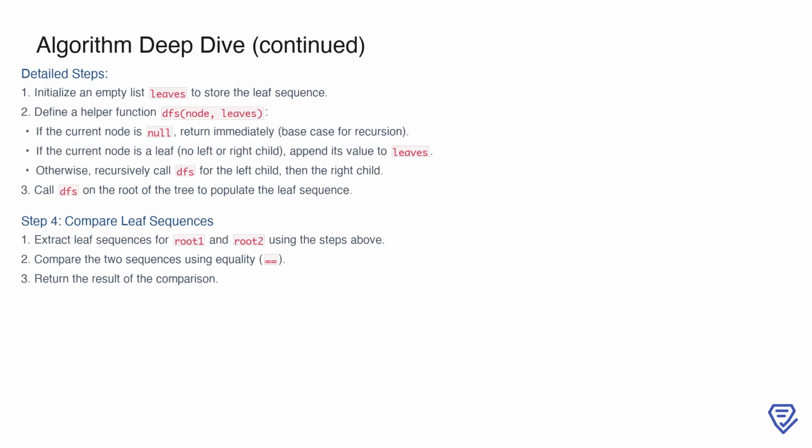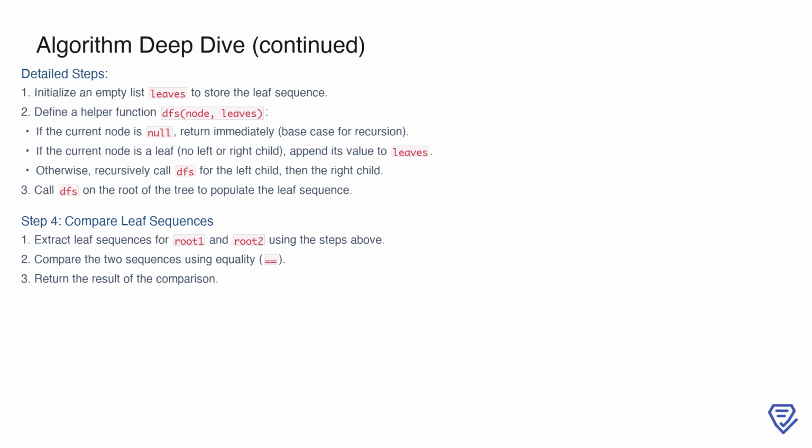The detailed steps for extracting the leaf nodes are as follows. First, we initialize an empty list called leaves, which will store the sequence of leaf values. Next, we define a helper function, DFS(node, leaves), that performs the DFS traversal. Inside this function, we handle three cases. If the current node is null, we return immediately, which serves as our base case. If the current node is a leaf, meaning it has no left or right child, we append its value to the leaves list. Otherwise, we recursively call DFS on the left child first, followed by the right child.